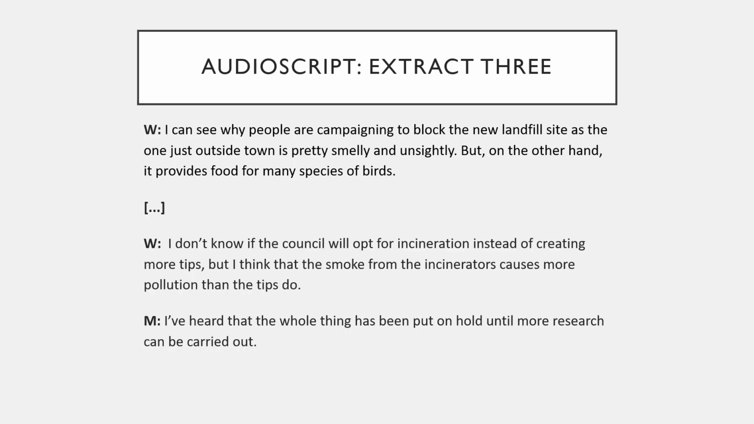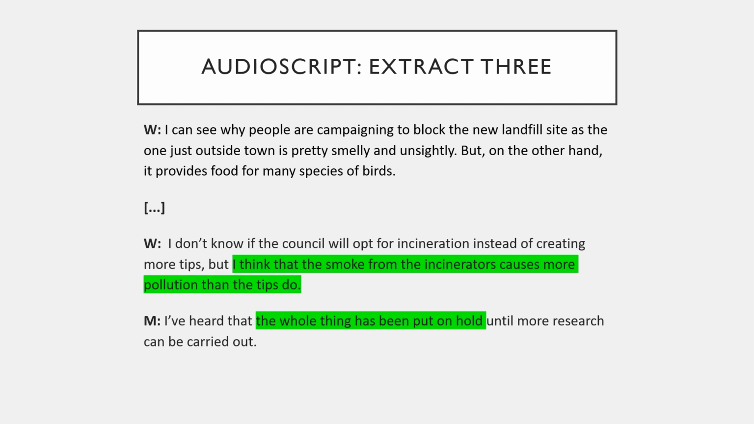Take a look at this part of the audio transcript and try to highlight or underline the quotations that support your answers to questions 5 and 6. The audio script for extract 3 is actually rather long, so we'll just look at a shortened version of it. For question 5, there is a clear quotation that supports C as the answer. The woman says, "I think that the smoke from the incinerators causes more pollution than the tips do." Now, a tip in British English is another word for a rubbish dump or a landfill site. So her argument is that the incinerators are more harmful to the environment than the landfill sites.